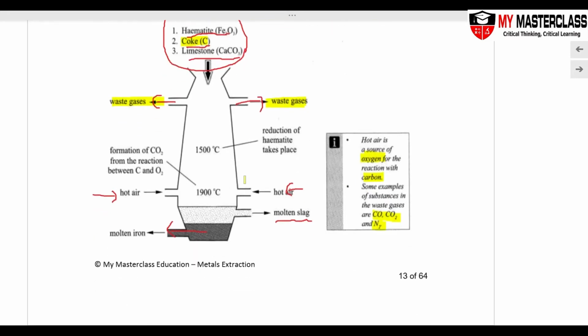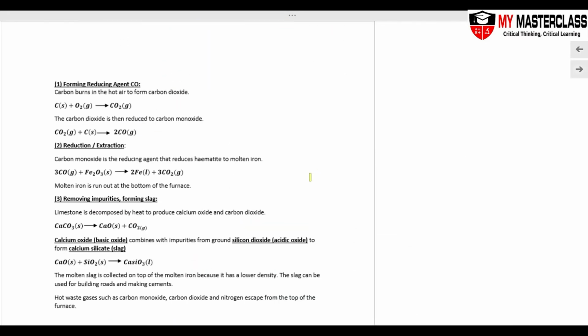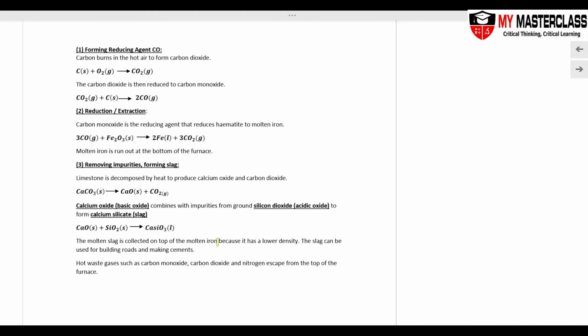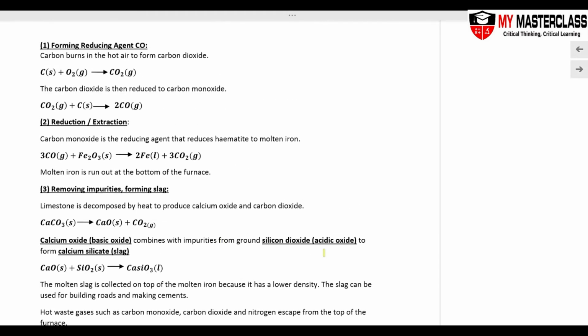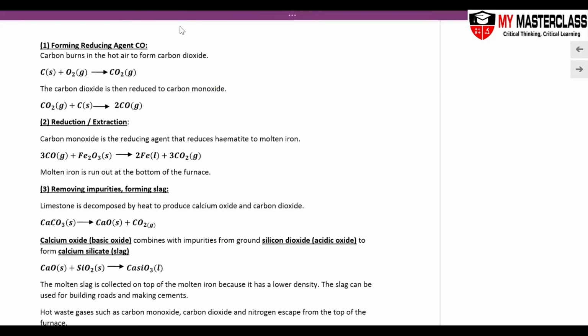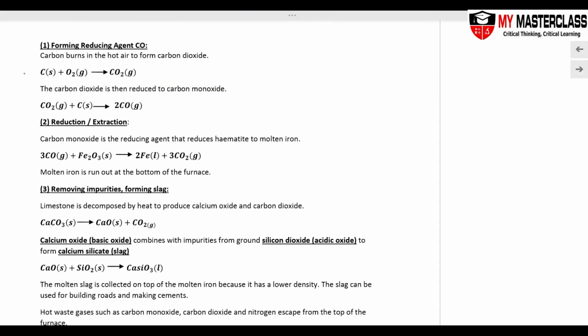Okay, next part we will look at the reactions that take place in your blast furnace. Okay, so over here, these are the chemical reactions that are taking place in your blast furnace. Essentially, there are 5 reactions that we have to know. Okay, 1, 2, 3, 4, 5.